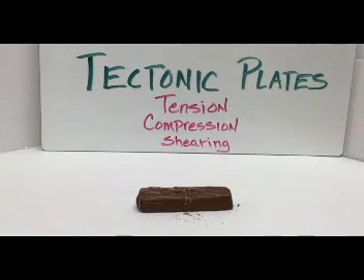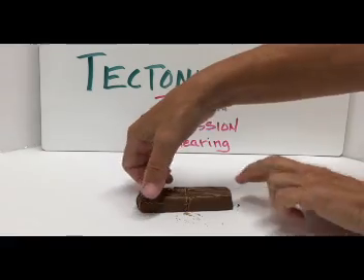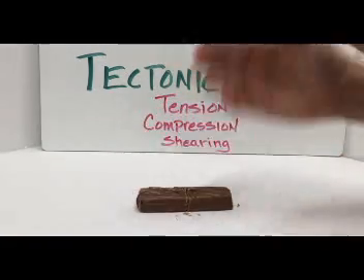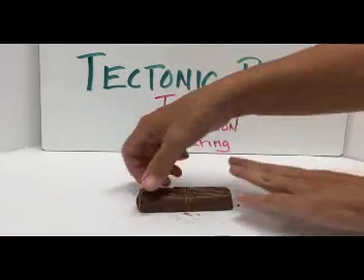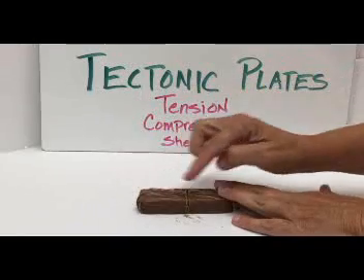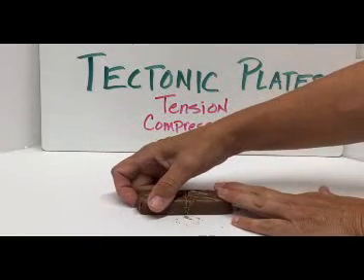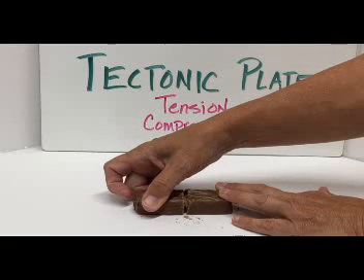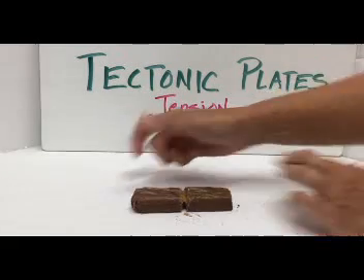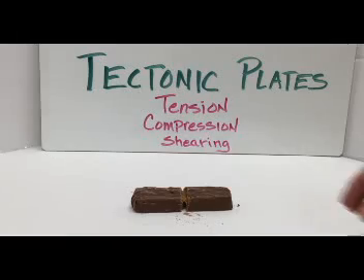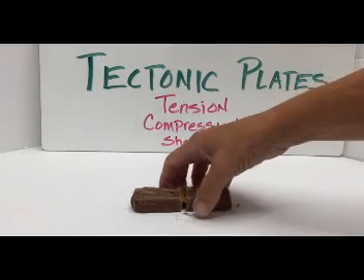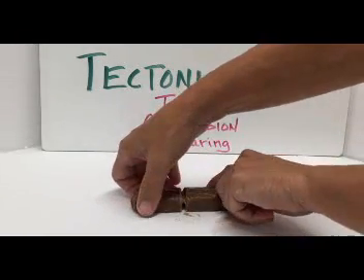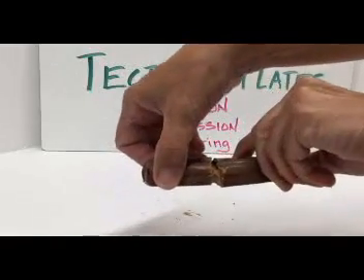So the first one we're going to talk about is called tension. Tension is when it's pulled apart. So this is when something's happening to the Earth's surface that causes these tectonic plates to pull apart. Now I don't want to pull this all the way apart, but I want to pull it apart enough I can see what's going on. And as you're doing it, make a good observation. What do you see happening to the tectonic plates of your candy bar?